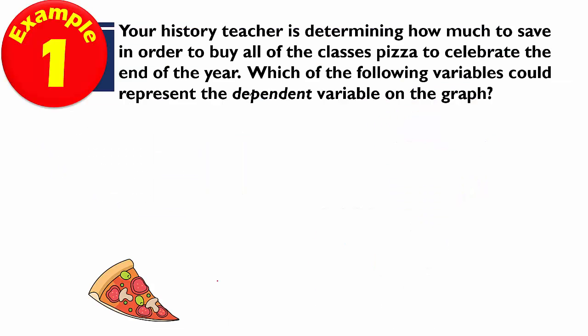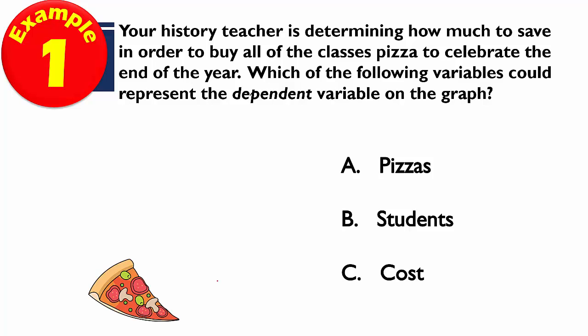Alright, so we take a look at this first example. Your history teacher is determining how much to save in order to buy all of the class's pizza to celebrate the end of the year. Which of the following variables could represent the dependent variable on the graph? So we've got pizzas, students, and cost.